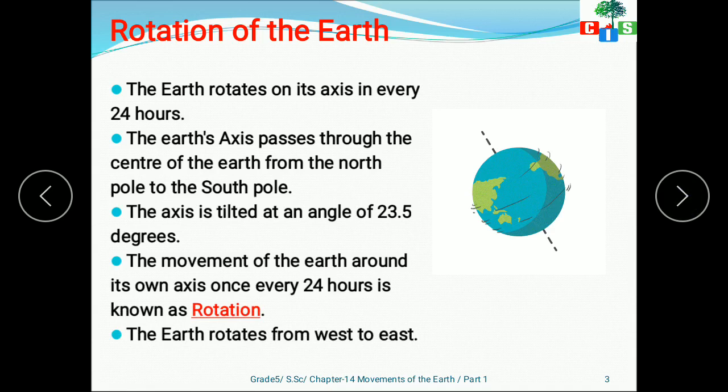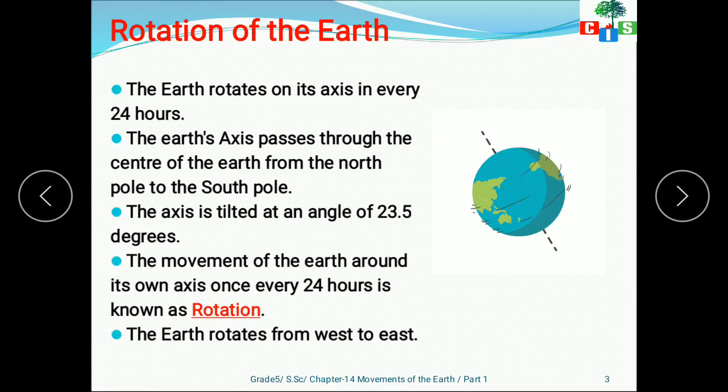Okay. Now the earth rotates from west to east. Okay, from which direction does the earth rotate? It rotates from west to east. And in the first chapter also, when I discussed latitude and longitude, I discussed that the imaginary lines are from west to east. And this is the reason that the sun rises in the east and sets in the west. Because the earth rotates from west to east, the sun rises in the east and sets in the west. Fine.